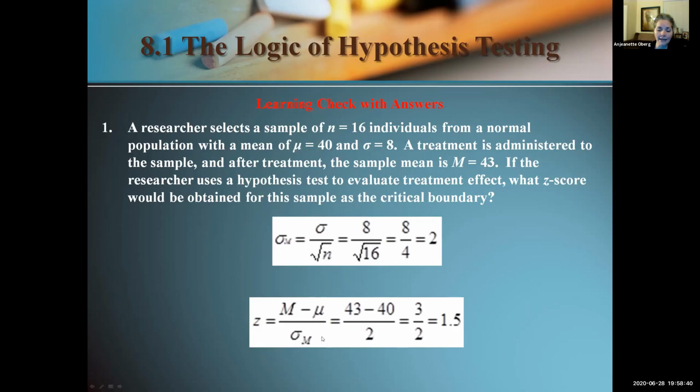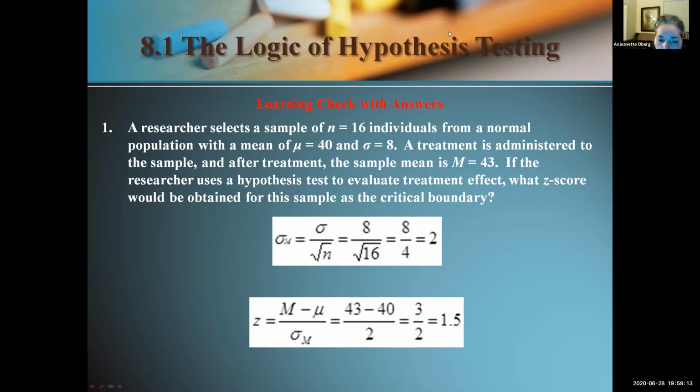I'm going to plug that into my z-score to find out what my corresponding z-score is for 43, and see if my 43 extends beyond those critical boundaries. So I'm going to plug it in. My mean was 43 minus the population mean of 40, divided by my standard error of 2. I now see that my z-score for my 43, my sample, was 1.5.